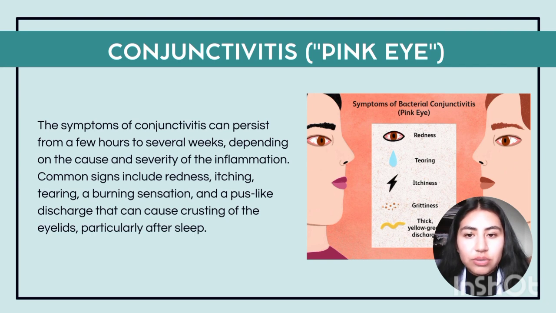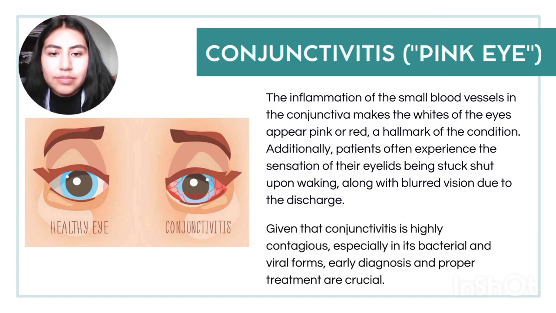The symptoms of conjunctivitis can persist from a few hours to several weeks, depending on the cause and severity of the inflammation. Common signs include redness, itching, tearing, a burning sensation, and a pus-like discharge that can cause crusting of the eyelids, particularly after sleep. The inflammation of the small blood vessels in the conjunctiva makes the whites of the eyes appear pink or red, a hallmark of the condition.